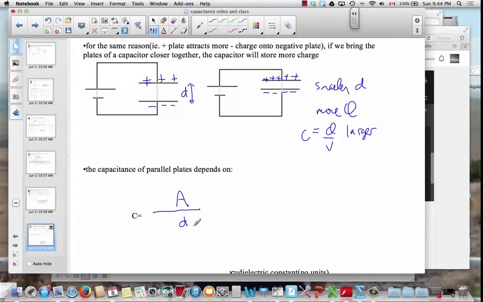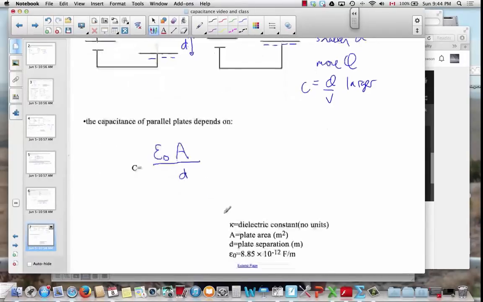Finally, you do the experiment and you get the slope, and the slope turns out to be a really small number, and so we give it a symbol. It's a Greek letter epsilon with a subscript 0, and you can call that epsilon 0 or epsilon naught. And it's a really tiny number just because the charges that you store on capacitors are typically fairly small.